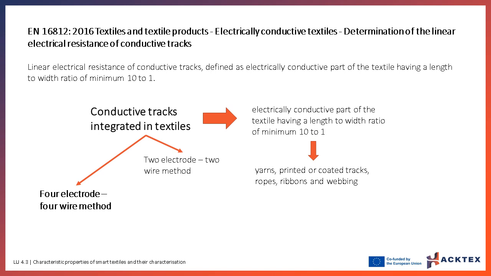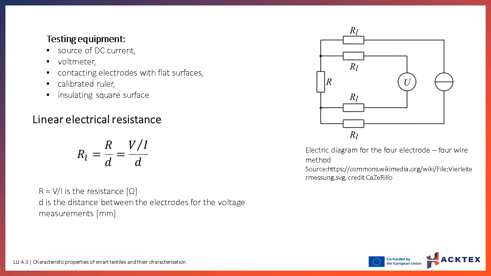The preferred test method is the 4-electrode, 4-wire method, but the 2-electrode, 2-wire method is considered when the first method cannot be applied. The advantage of the first method is that it compensates the contact resistance between the electrodes and the sample. The testing equipment includes a source of DC current, a voltmeter, contacting electrodes, and an insulating surface for placing the samples. The distance between electrodes is at least 10 times the width of the conductive track. Recommended distance is 50 centimeters. The linear electrical resistance RL is calculated dividing the resistance R by the distance between the electrodes D.